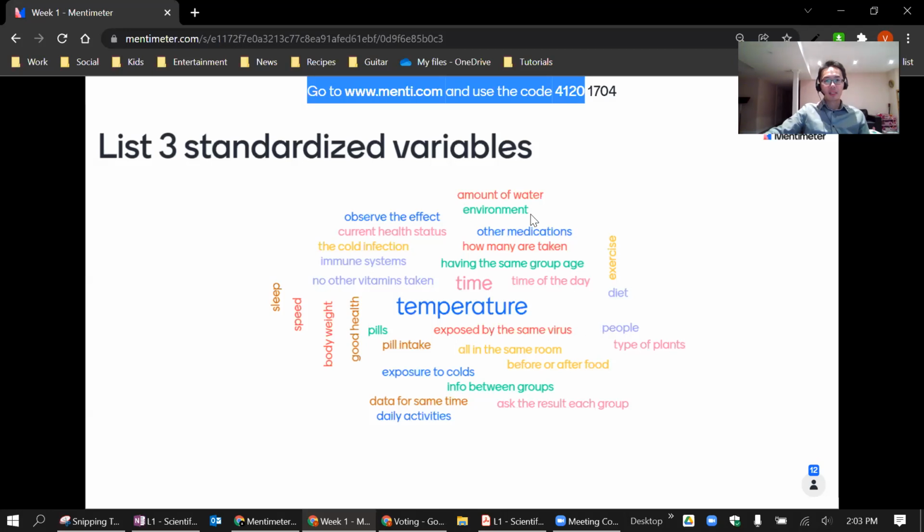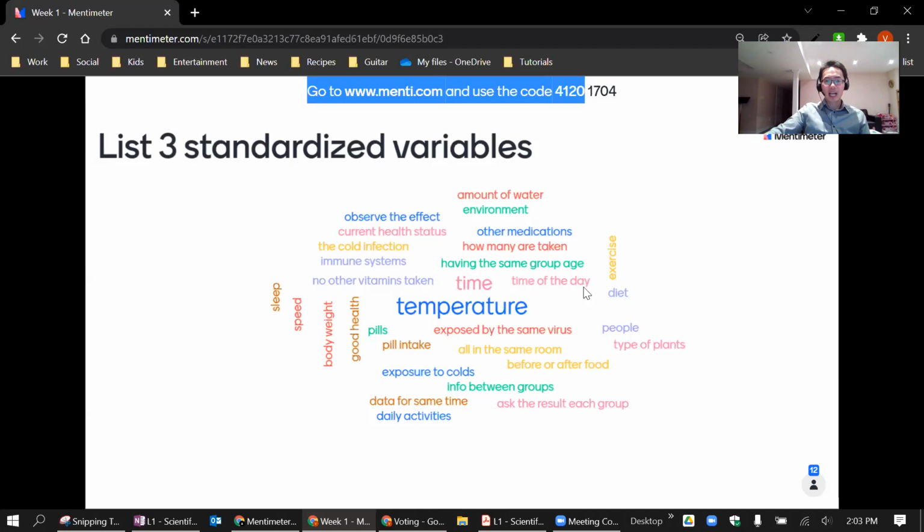You know, we have environment that is good. Other medications, that's a good one as well. We want to make sure that none of them are taking any other medications or other supplements to keep it consistent. And here are common ones that people write down: pills and pills intakes.